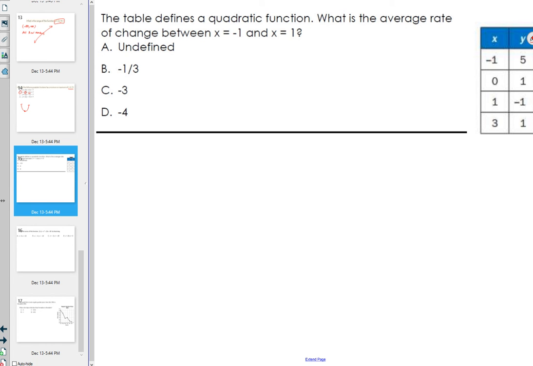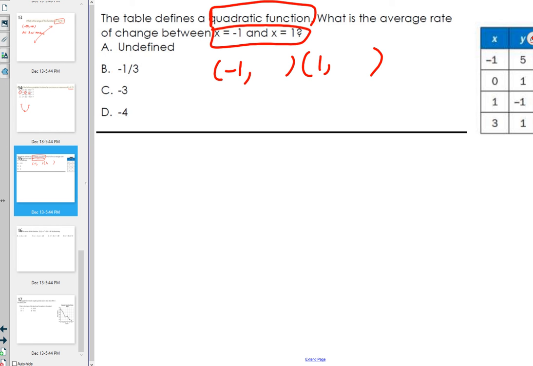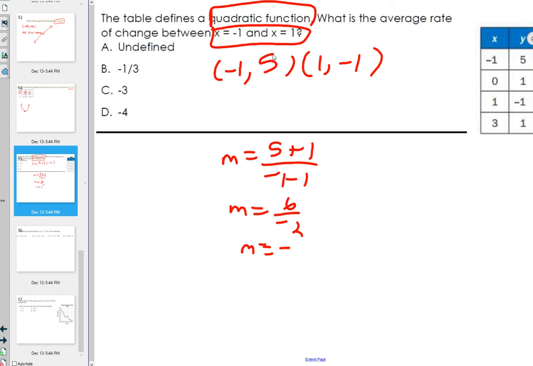A table defines a quadratic function. All right, so this is like average rate of change, like we just did with the line, but because this is quadratic, I have to use those points, negative 1 comma something and 1 comma something. But the nice thing, this is a table. What y is going to go with negative 1 for the x? 5. What y is going to go with 1? Yeah, so we just did these. Slope is 5 plus 1 over negative 1 minus 1, which is 6 over negative 2, which is negative 3. It's negative 3.